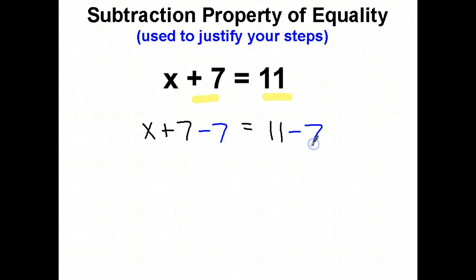Because just like we worked on the last unit, 7 take away 7 would make 0, or would cancel out, so that would give us x equals, and 11 take away 7 would give us 4. So this would be our solution.